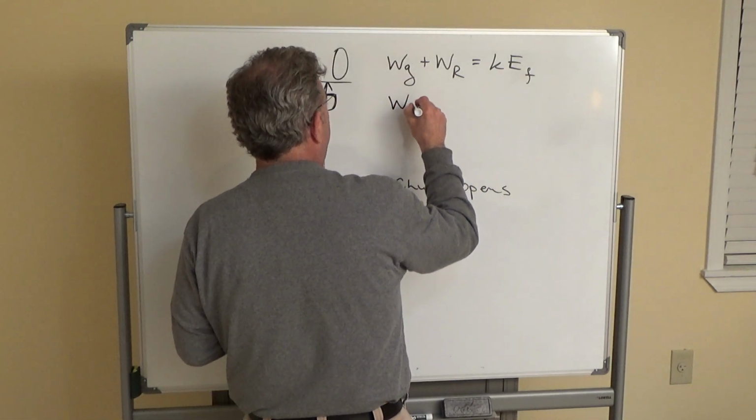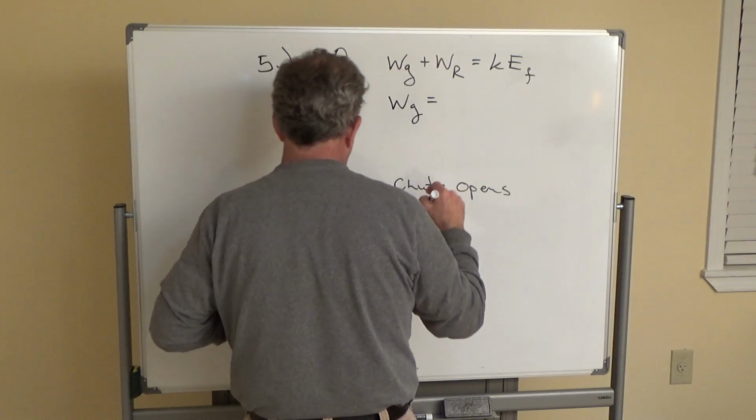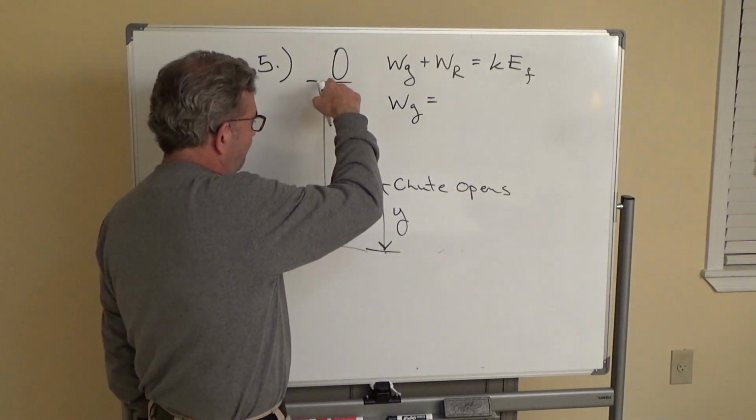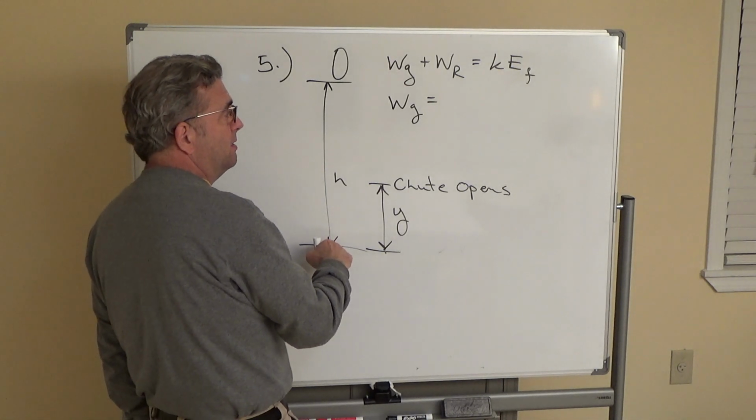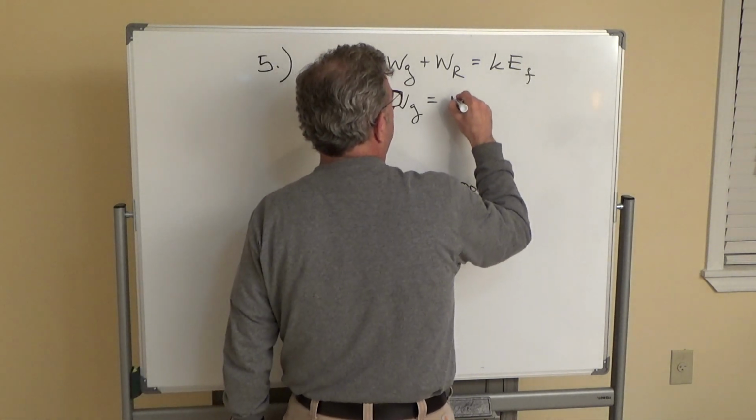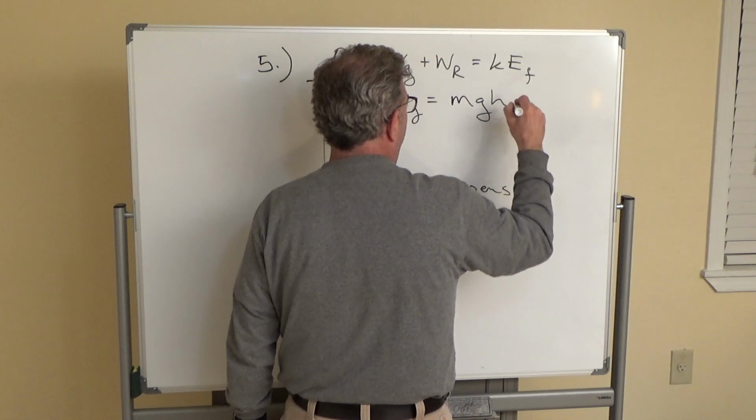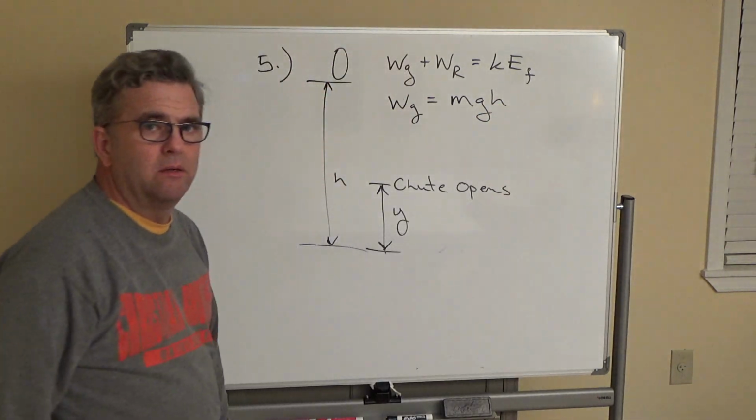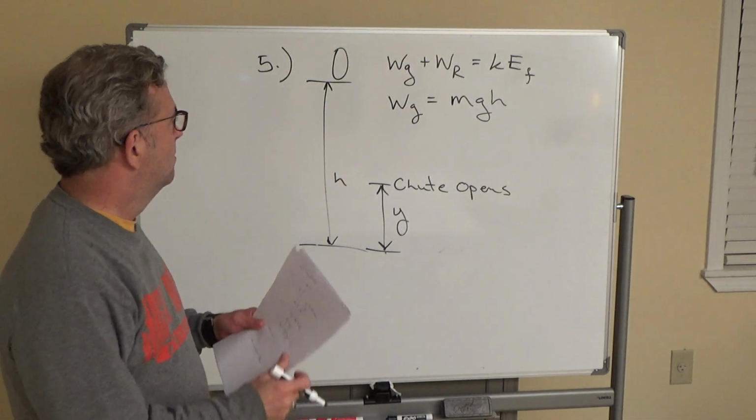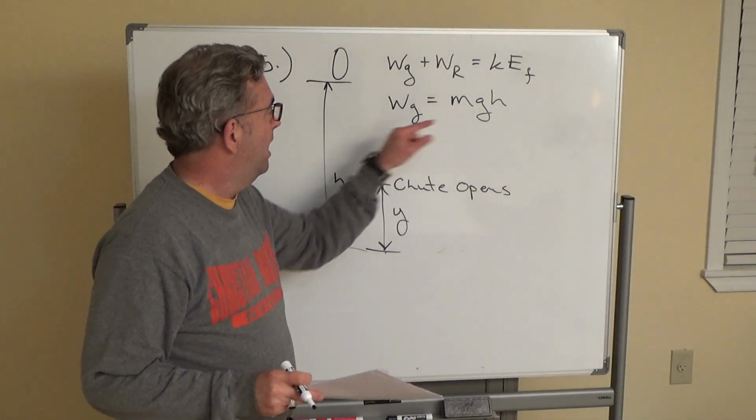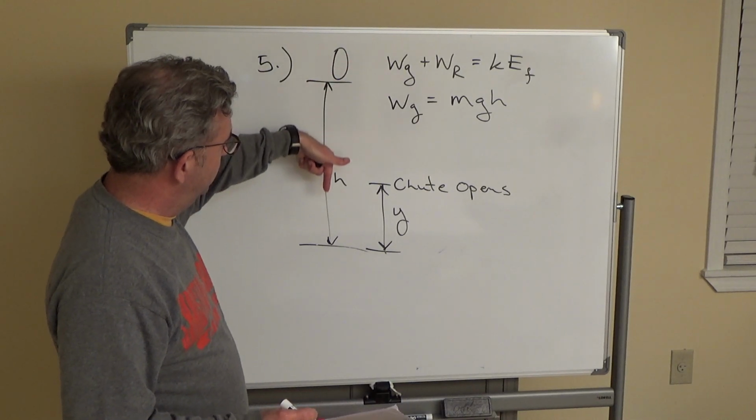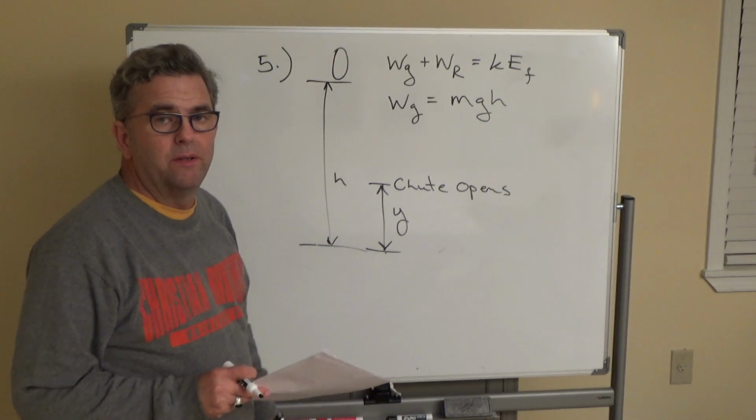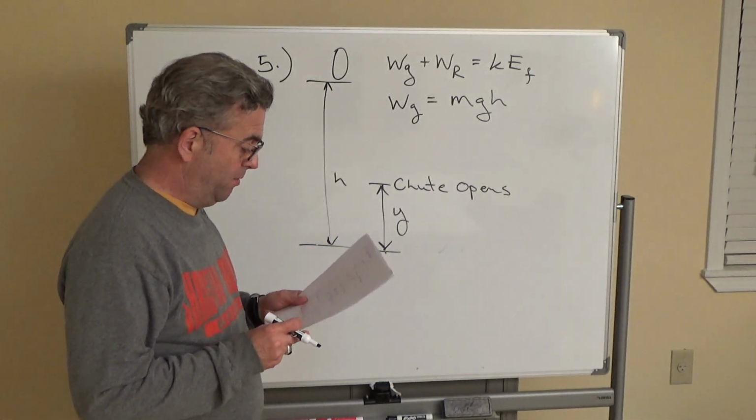How much work is done by gravity? Well, gravity is acting on it through the entire trip. Gravity does a positive amount of work, right? Okay, it's mgh. That force due to gravity is in this direction, and the displacement is in that direction.